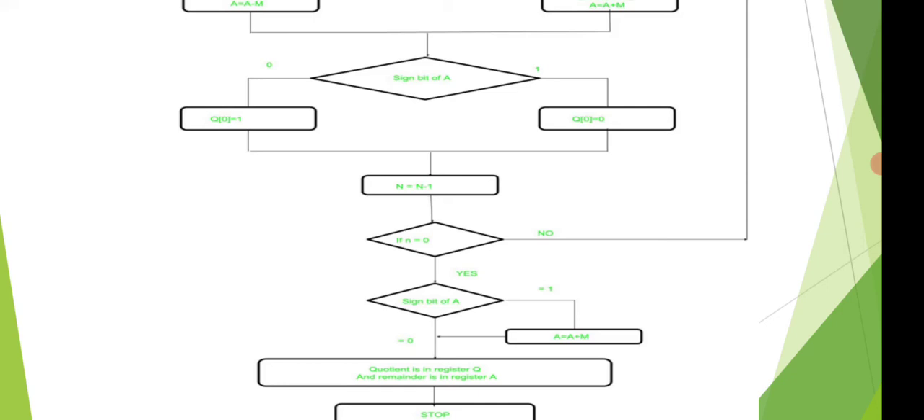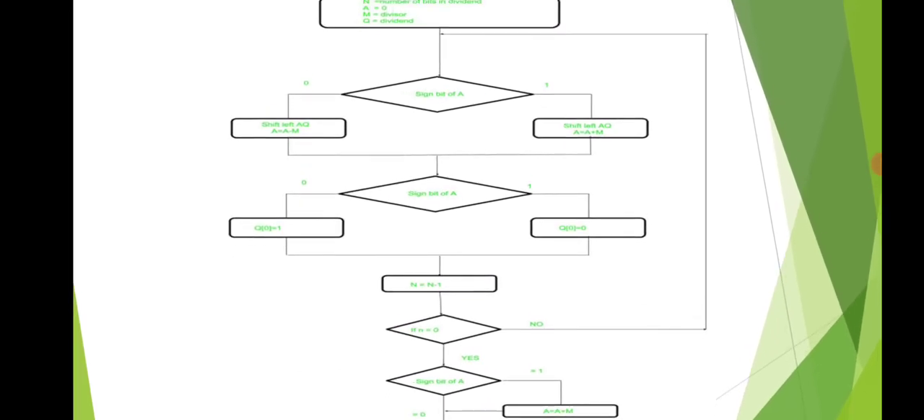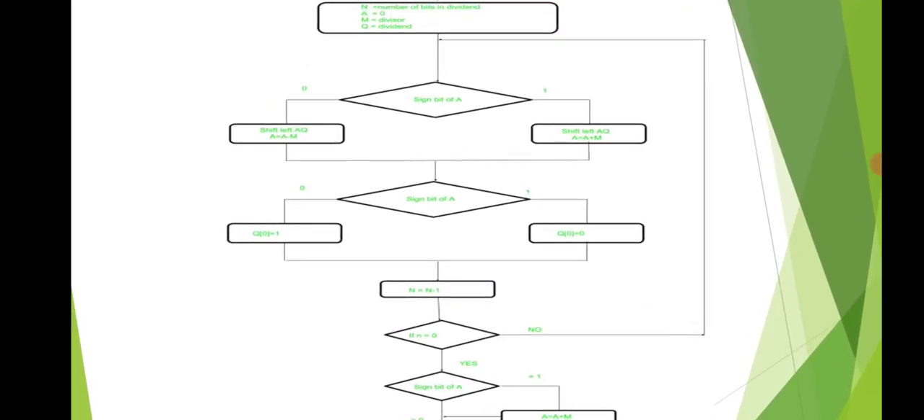So once again, let us go through our algorithm. The first step is initialization. In the initialization, n is loaded with the count of the number of bits in the dividend, and A will be loaded with 0.